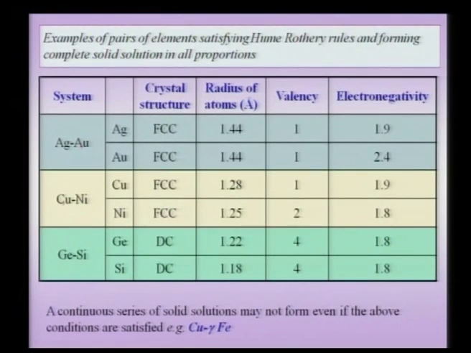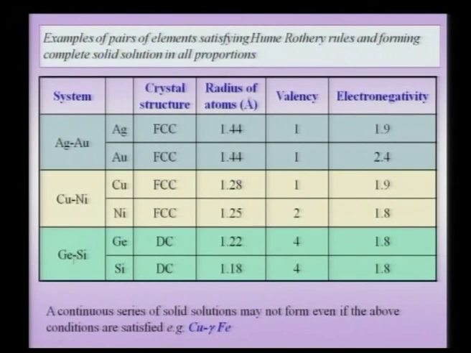Now, the second example is between copper and nickel, and if I look at the crystal structures, again both are FCC. The size difference, the radius of the atoms, is almost similar. In fact, it is only different in the second decimal place. This is 1.28 angstrom, this is 1.25 angstroms. The valency is different, but again not too much, and the electronegativity difference is also not too much. So, this is a second example wherein you find complete solid solubility between copper and nickel.